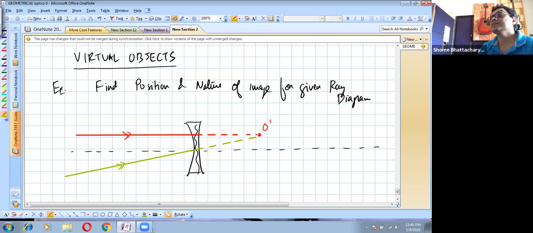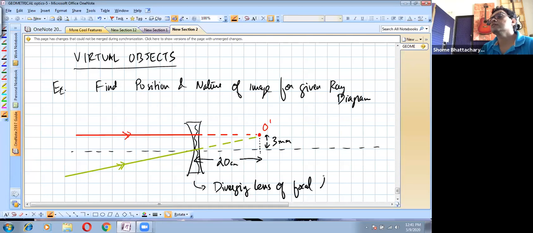So the rays are incident such that they converge at a point like this, where it is given to us that this distance is, let us say, 20 centimeters, and this height is 3 millimeters, and this is a diverging lens of focal length. Okay. So find the, and also complete the ray diagram.